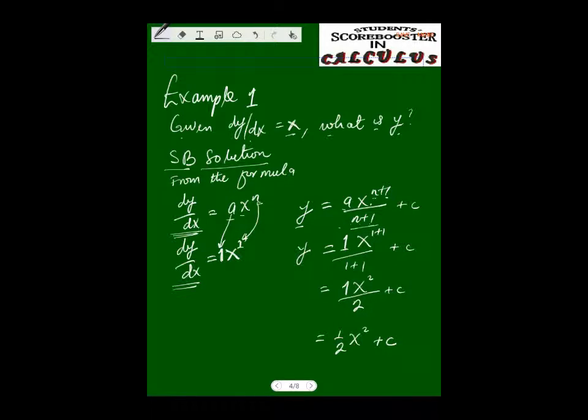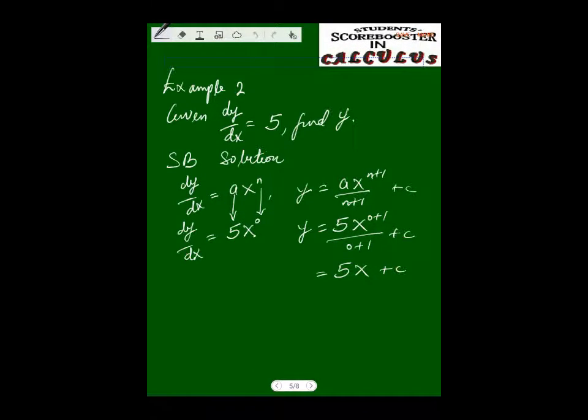So if you come here now, this is the integration. You say y is equal to your a is 1, x still remains what it is, then your n is also 1, so 1 plus 1 over 1 plus 1 plus c. If you simplify everything, you have 1x raised to power 1 plus 1, which is 2, over 2. And you have 1 over 2 x squared plus c. That is the final answer, as simple as that. Let's look at another example.